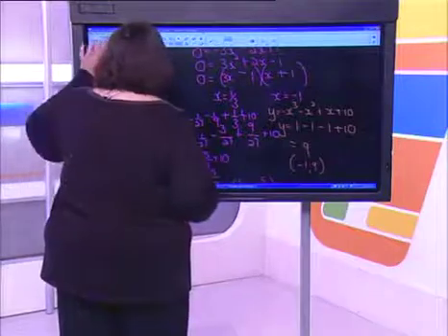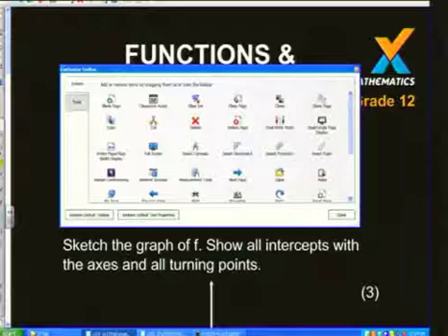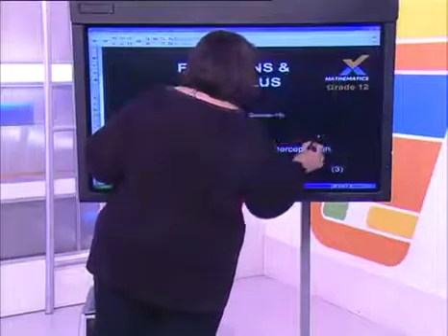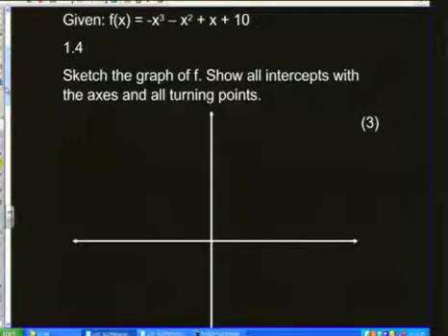Okay, the next question says, sketch the graph. Oh, gosh, sorry, I don't know how I got that there. Let me just put it down. Yeah, there you go. Don't know how I managed to press the button that got me that. And we're ready to sketch it.